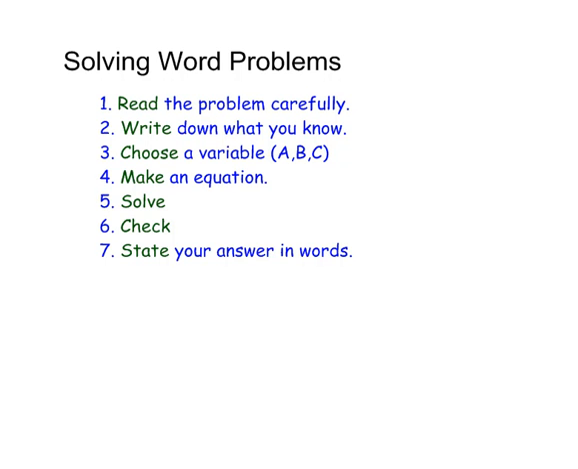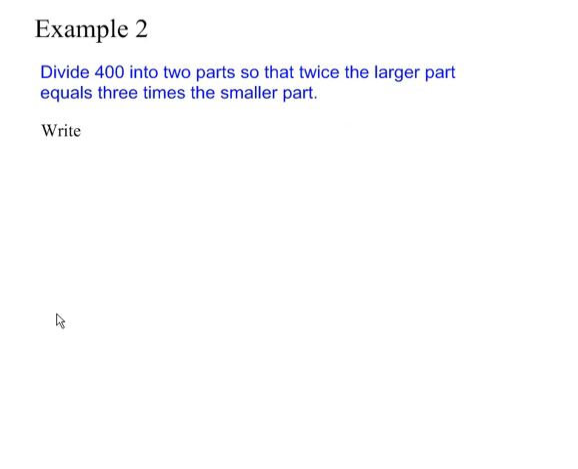The only way to get good at it is to practice. But let's model it so you can see what to do with other problems. So here's my second example. Divide 400 into 2 parts so that twice the larger part equals 3 times the smaller part. So I already know that there's two numbers, and if I divide them into 2 parts, they'll actually equal 400. But obviously, based on the problem, one is larger than the smaller one.